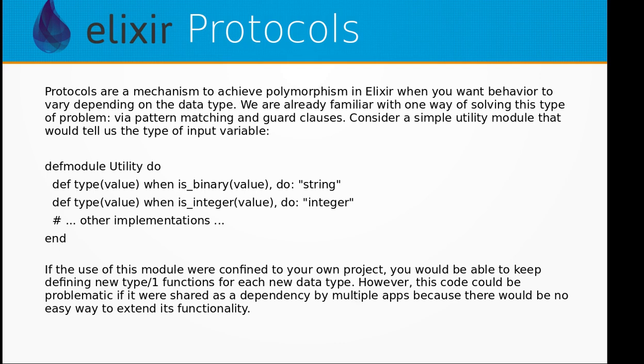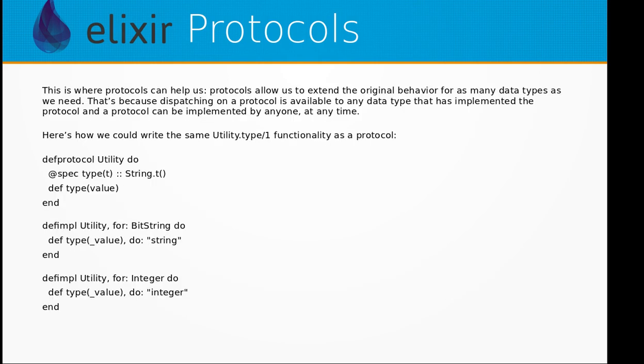So here we are defining a module Utility, and within that module we are defining two type functions. One is for checking a binary value and the other one is for checking an integer value. These have the same signature and there can be other implementations. If the use of this module were confined to your own project, you would be able to keep defining new type functions for each new data type. However, this code could be problematic if it were shared as a dependency by multiple apps, because there would be no easy way to extend its functionality.